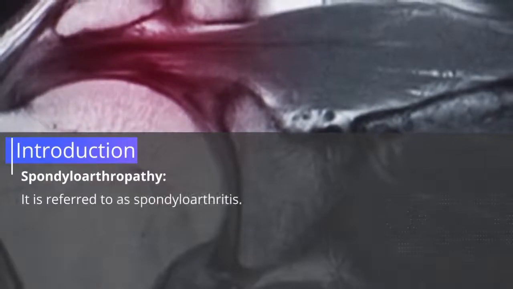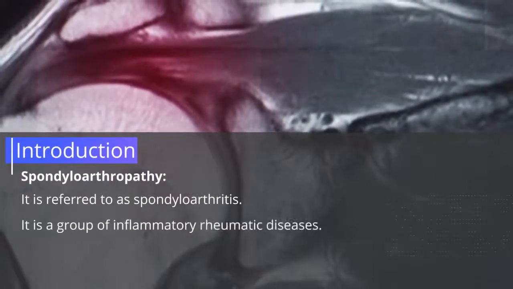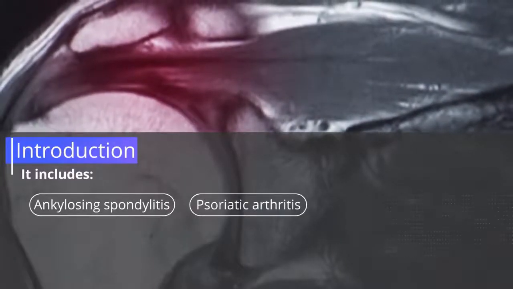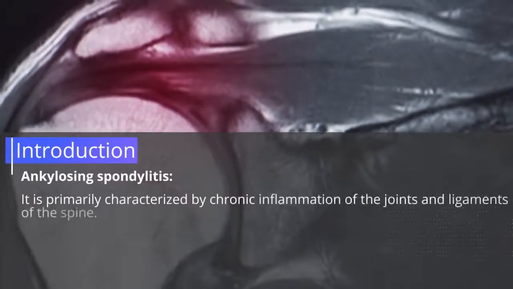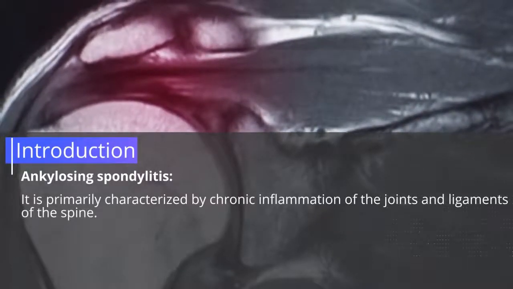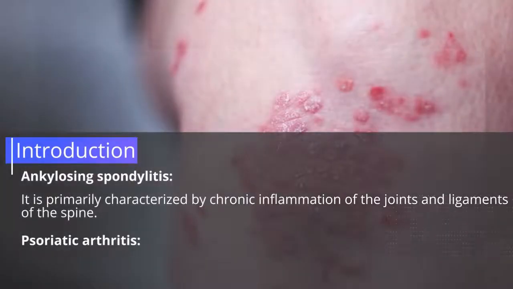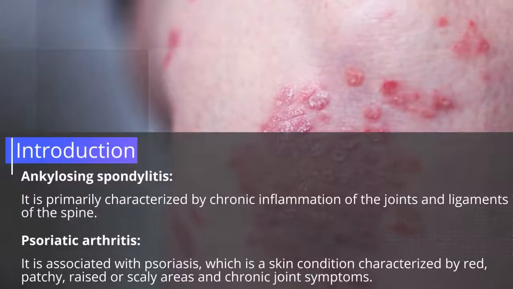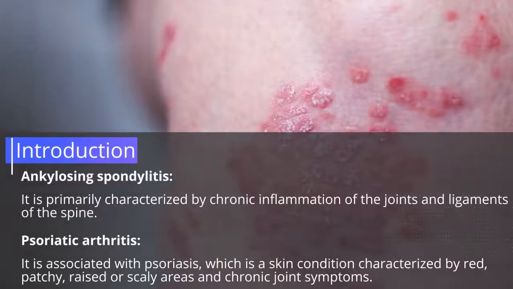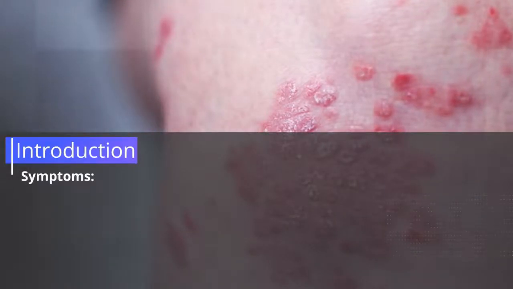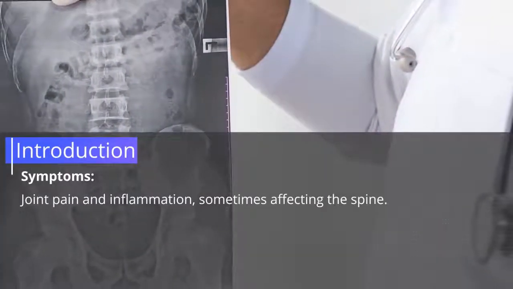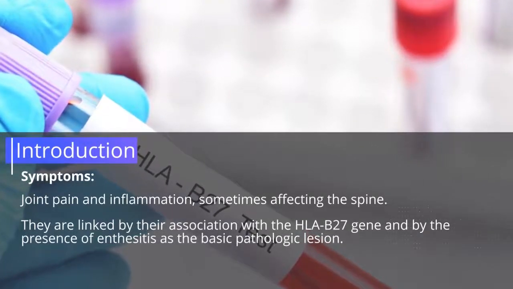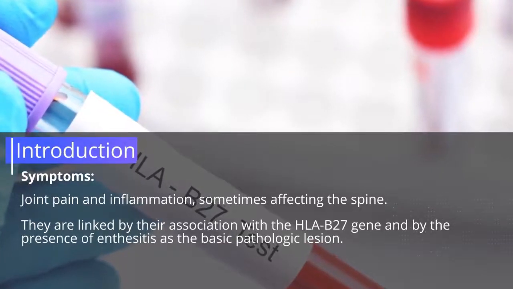Spondyloarthropathy, sometimes referred to as spondyloarthritis, is a group of inflammatory rheumatic diseases that includes ankylosing spondylitis and psoriatic arthritis. Ankylosing spondylitis is primarily characterized by chronic inflammation of the joints and ligaments of the spine, while psoriatic arthritis is associated with psoriasis, which is a skin condition characterized by red, patchy, raised or scaly areas and chronic joint symptoms. The predominant symptoms among them are joint pain and inflammation, sometimes affecting the spine. They are linked by their association with the HLA-B27 gene and by the presence of enthesitis as the basic pathologic lesion.